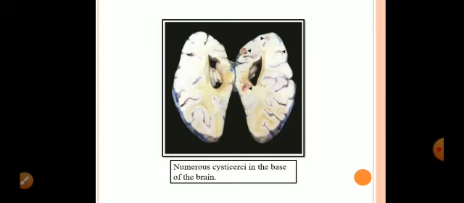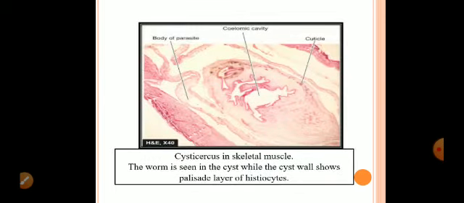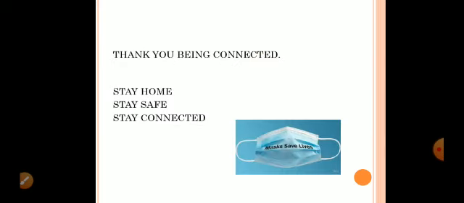This is the photograph showing numerous cysticerci at the base of the brain. This is the photomicrograph of skeletal muscle, cysticercosis in skeletal muscle. The worm is seen in the cyst, while the cyst wall shows a palisade layer of histiocytes, and these are the cuticles, body of parasite, and this is the coelomic cavity. Thank you.